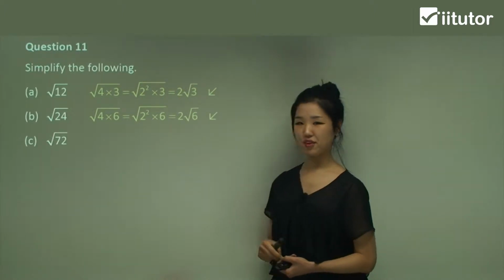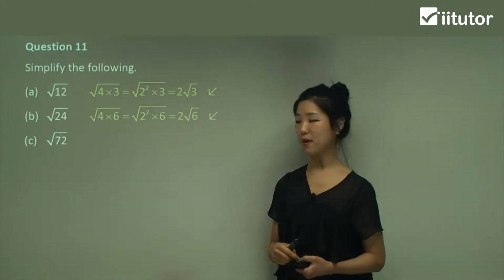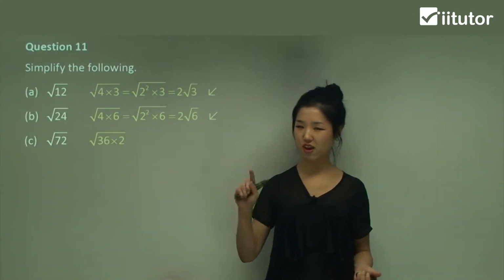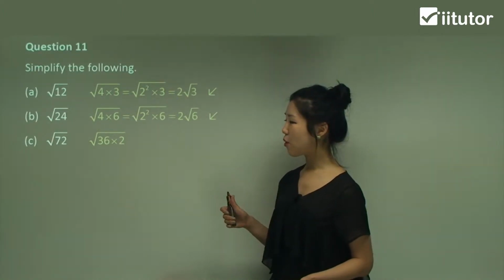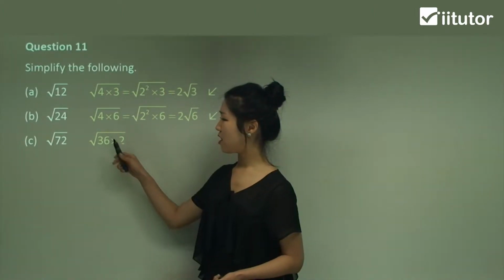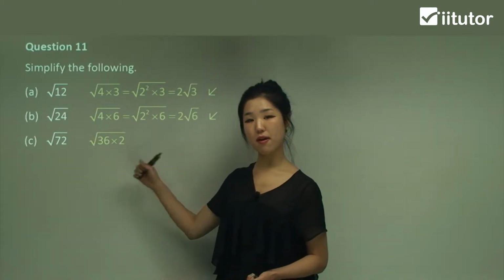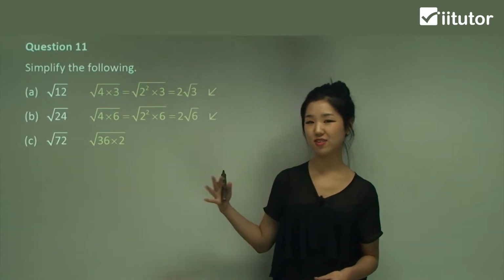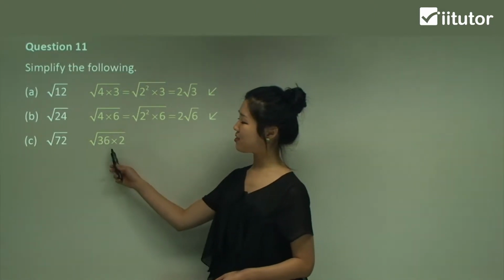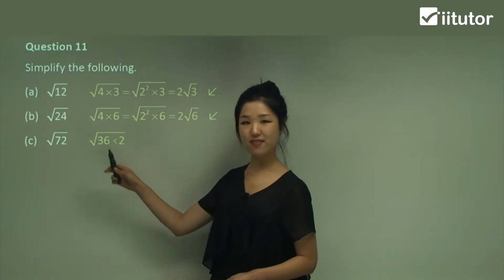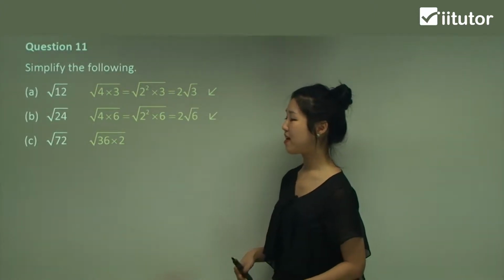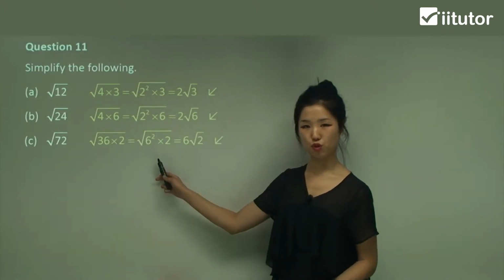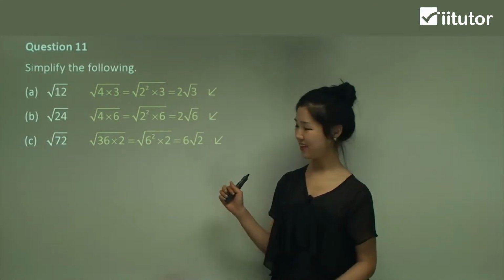Now C, root 72. Again, 72 is not a square number, but I know that 72 is 36 times 2. You might have to do a bit of trial and error. Use your calculator a little bit to figure that out. So always try to find square numbers. If it doesn't divide by 4, maybe you can divide by 9, or the next square numbers, 16 or 36. It has to be the highest square number possible. You can see that 72 is divisible by 36, which is the highest possible square number. And we know that 36 is 6 squared, so the 6 pops out, so it's just 6 root 2. The 2 remains inside the root.